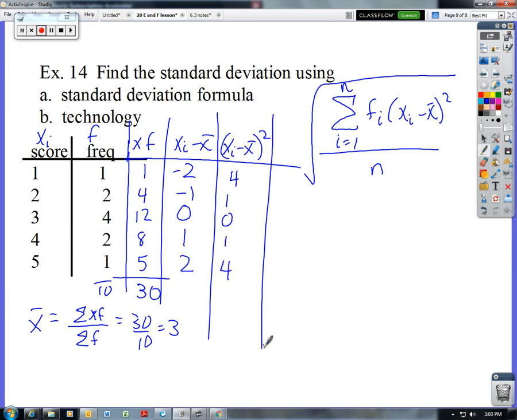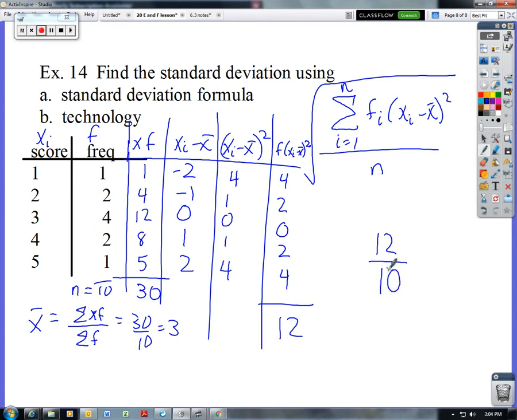Then we're going to multiply those by f. So I'm multiplying this column by this one here. It's going to be 4, 2, 0, 2, 4. Then we're going to sum all those: 8, 9, 10, 12. Then we're going to take that sum and divide it by n. N is the total number of data values, so that's the sum of the frequencies, so this is also n.